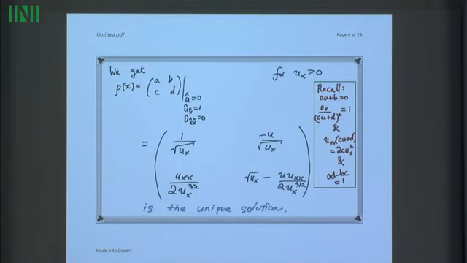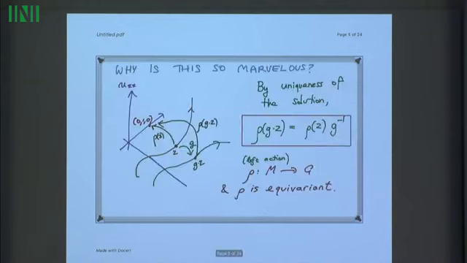Provided I have uniqueness, then I have a very powerful property, which you'll see on the next slide. So why is this so marvellous? It's marvellous because by uniqueness of the solution, if I take my curve and I act on it with a group element, if I act on it with a green group element, I get the green curve.